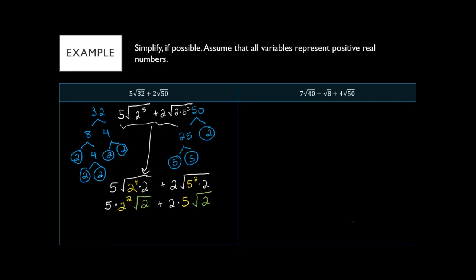But in order to combine them, I need to do the math. So I have to do all the multiplication in front. So I've got 5 times 2 squared. So 2 squared is 4, and 5 times 4 is 20. So this is going to be 20 times the square root of 2, plus, and then 2 times 5 is 10. So that's 10 times the square root of 2. And now you can see these are like terms. So I do 20 plus 10, and my answer is going to be 30 times the square root of 2.